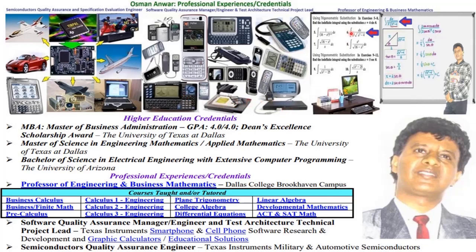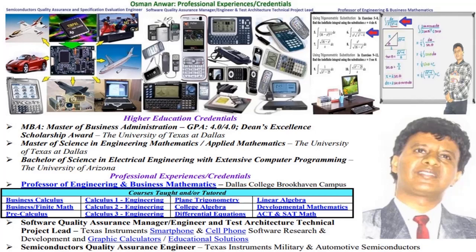And I have been a professor of engineering and business mathematics for the last few years. Some of the courses I have taught and tutored are engineering calculus 1, 2, and 3, business calculus, finite math, business math, which is PreCalculus, trigonometry, college algebra, and more.